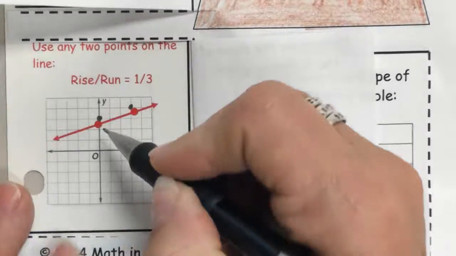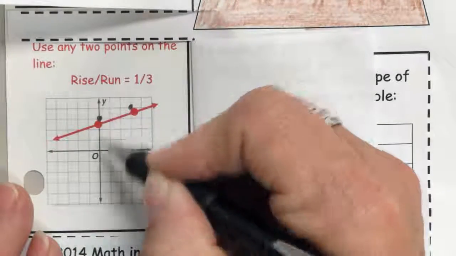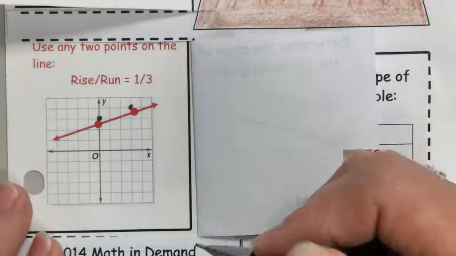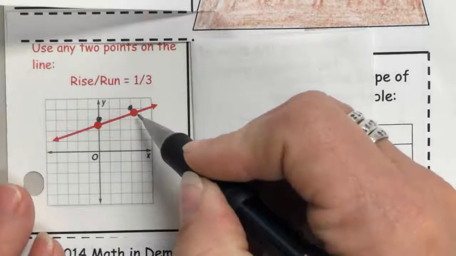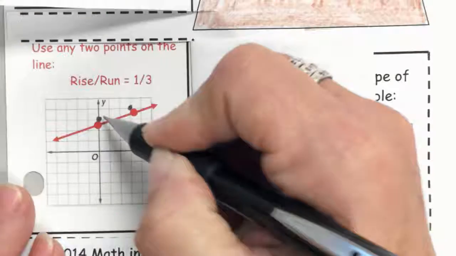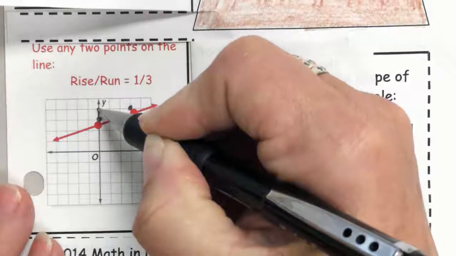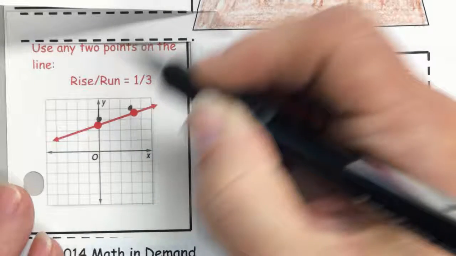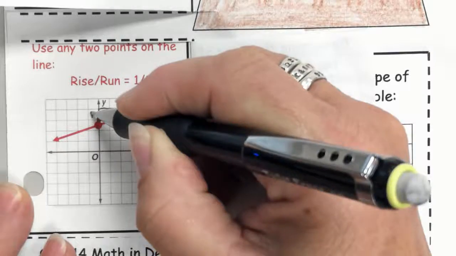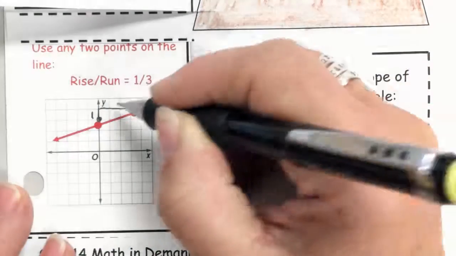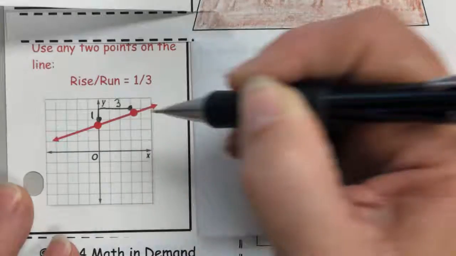So you're going to do rise, which will be either up or down. Think of rise as your change in y. It's your vertical change. So in this case, to get over to this next point, we have to go up. So my rise is +1 because I go up 1 space. And then I go to the right 3. So my rise is a +1, and my run is a +3.